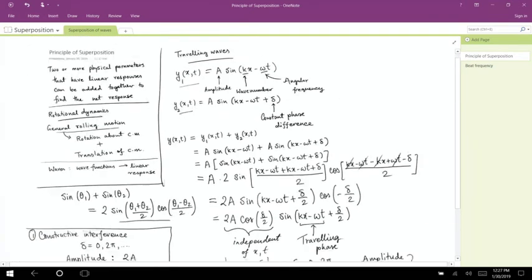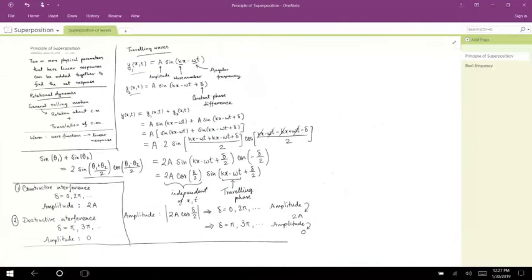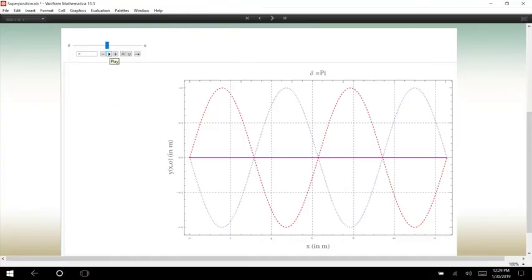Let's actually take a look at what these functions look like. So here I have plotted the two functions that I was adding earlier, and I have particularly plotted them for time t equals 0. So in the y direction, it's y of x comma 0, and in the x direction, it's just x. And you see how the red and the blue curves interfere when the phase difference between them is pi, delta equals pi. They interfere and they give rise to a waveform that is just exactly equal to 0 everywhere, right? So that is the example of our destructive interference.